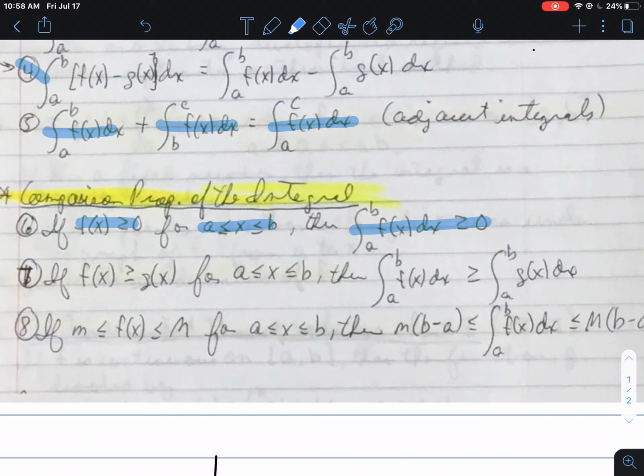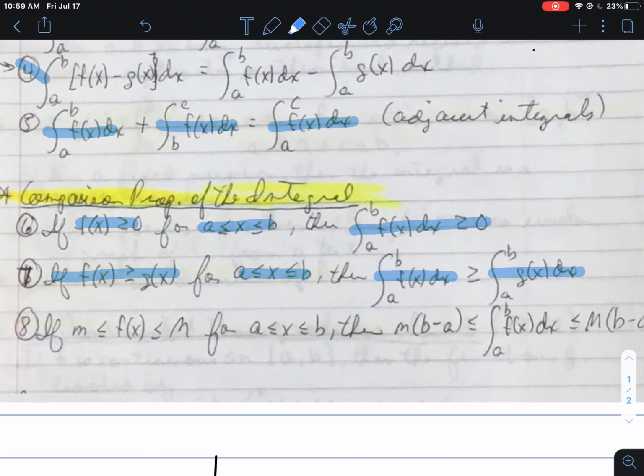Again, number 7, I think, makes perfect sense: if I have a function f of x that is greater than or equal to some function g of x over our interval from a to b, then the area under the curve of f of x should be greater than or equal to the area under the curve of g of x, right? So if f of x is greater than or equal to g of x, then the integral from a to b of f of x is going to be larger than the integral from a to b of g of x. And if you think of it in the context of area, that should make perfect sense.